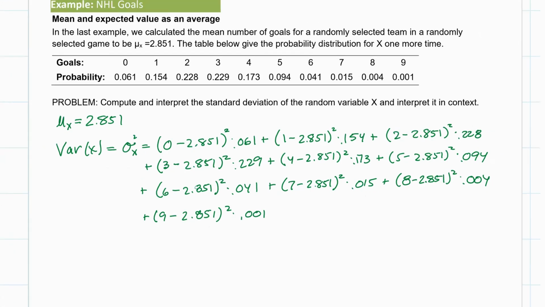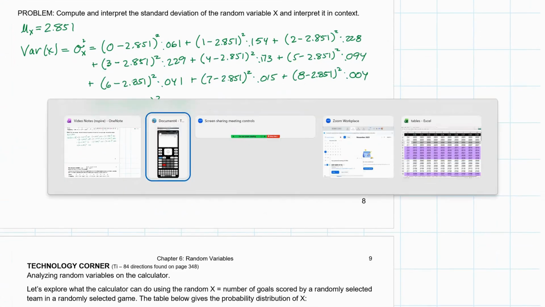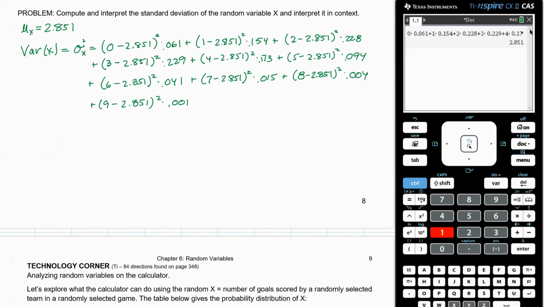There's me showing all the work to get this. And do we expect you to show work? Yes, we do. Let's bring up the calculator. And now I get the unenviable task of indeed plugging in all that. 2.851, close the parenthesis, square it, and then multiply it by the probability. One down.